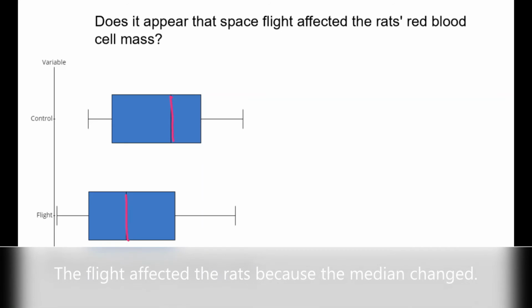So because the median of the flight group is less than the median of the control group, we would say that yes, the space flight did affect the rat's red blood cell mass.